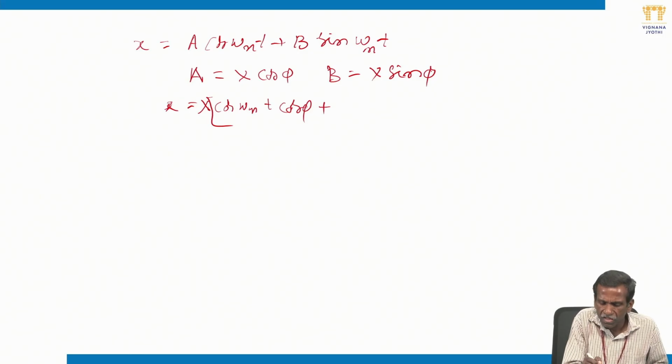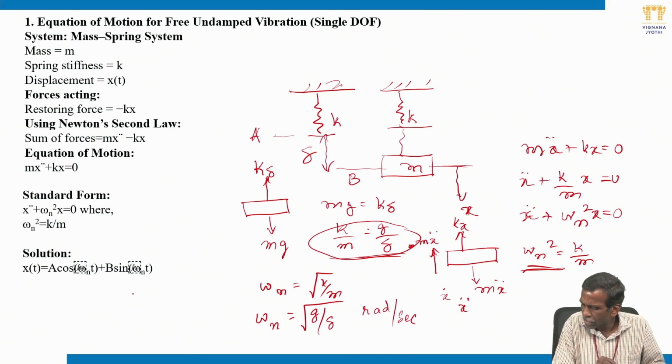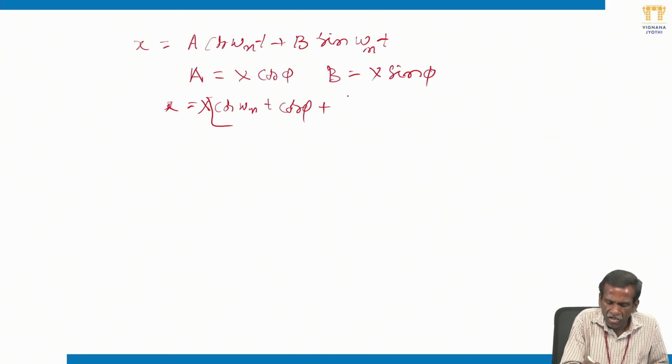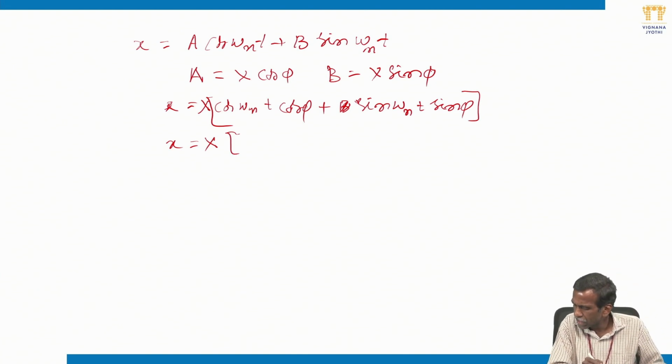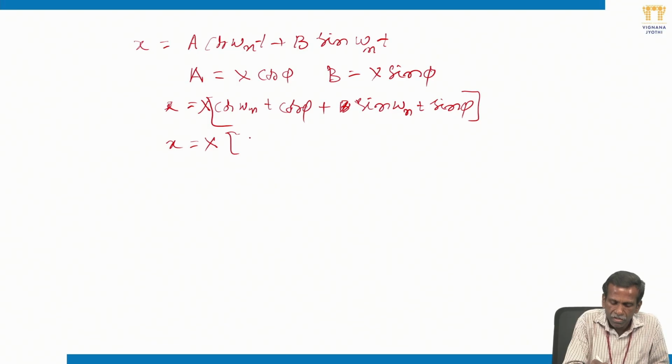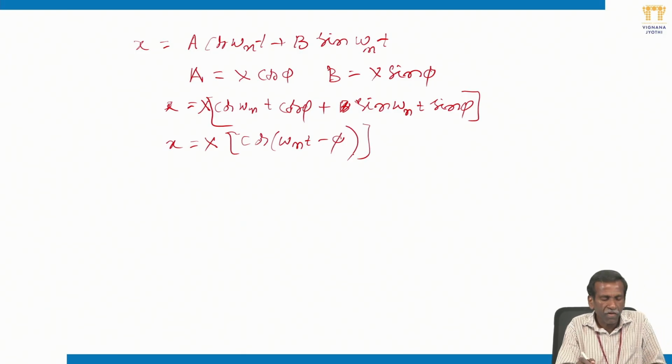Its solution is in the form we have written, a cos omega nt and sin omega nt. If you write b as x sin phi, then in simplified form, x equals x times cos omega nt cos phi plus sin omega nt sin phi. This gives x cos of omega nt minus phi. This is another form of the solution.